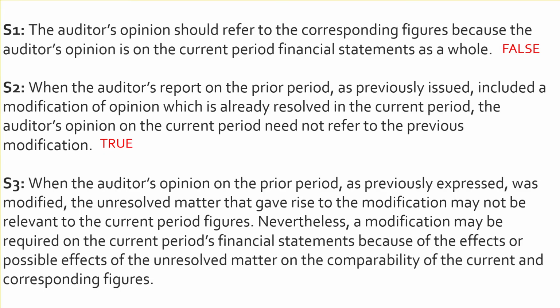Statement three, when the auditor's opinion on the prior period, as previously expressed, was modified, the unresolved matter that gave rise to the modification may not be relevant to the current period figures. Nonetheless, a modification may be required on the current period's financial statements because of the effects or the possible effects of the unresolved matter on the comparability of the current and corresponding figures. And as what we have mentioned, whatever is the status of the corresponding figure also affects the current period figures. So this is true.